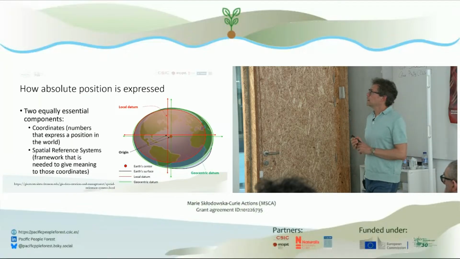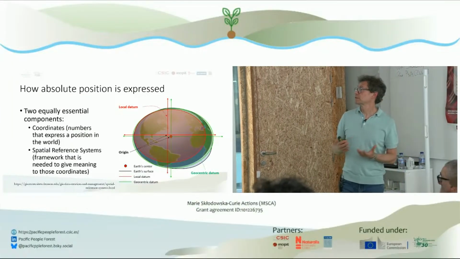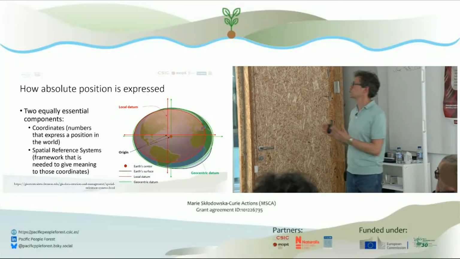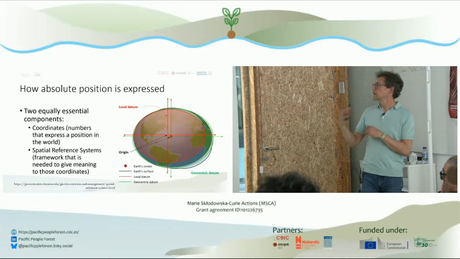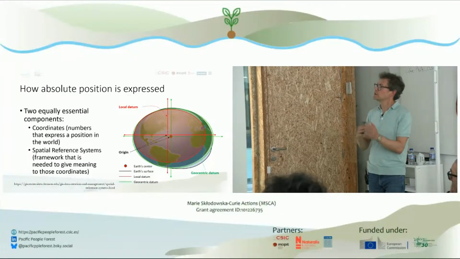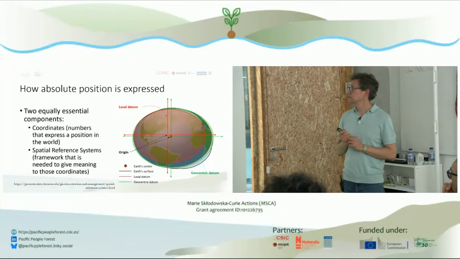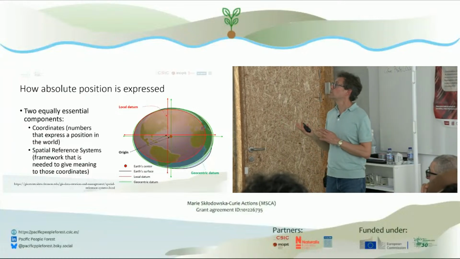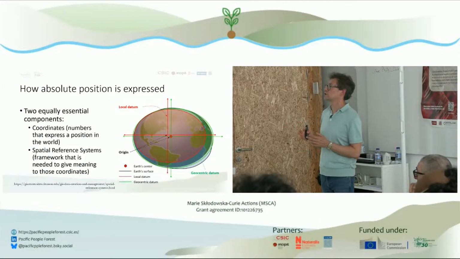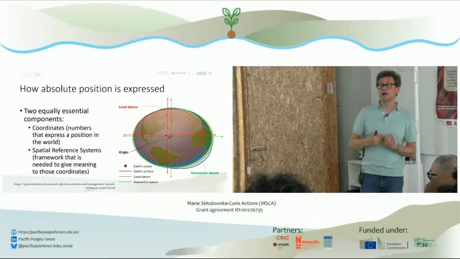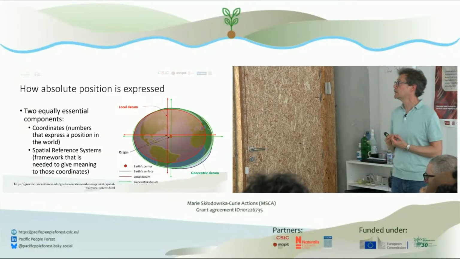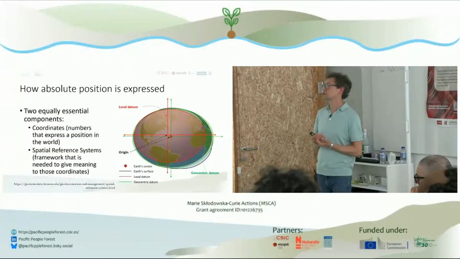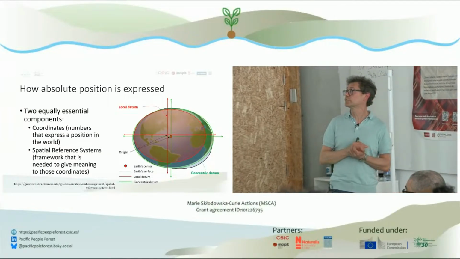Well, absolute position is expressed through coordinates, as you already know. Coordinates are pairs of numbers that express the position of something in the world. That can be degrees or meters, depending on the type of coordinate system that you use. But there is also a second important component of any spatial location, which is the spatial reference system. A pair of coordinates by itself won't give you the position of anything in the world if you don't know what is the spatial reference system that those coordinates refer to.